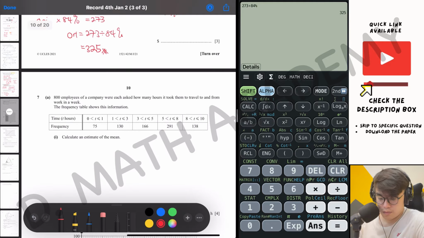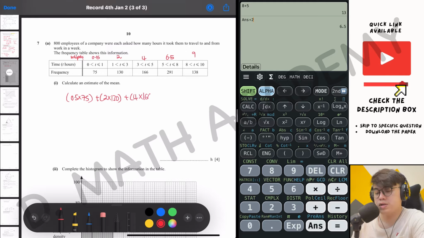So to get the mean, you will have to take 0.5 times 75, add it up with 2 times 130, 4 times 166, 6.5 times 291, plus 9 times 138. The entire thing divided by the total of 800 employees, then you will get your answer.